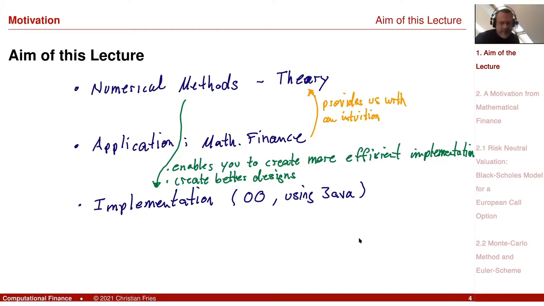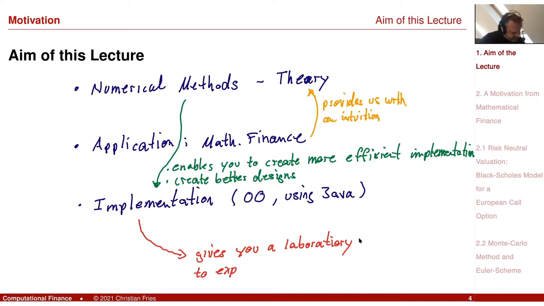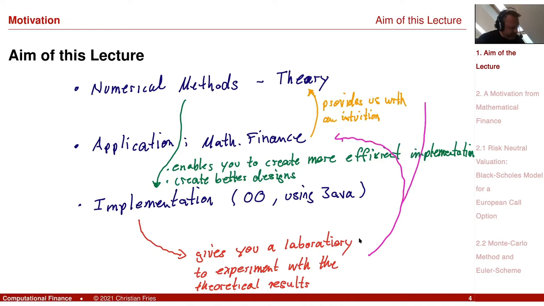Okay. But do you need to be a good programmer to understand the mathematics? Well, there's also a nice benefit from knowing how to do the implementation. For example, the implementation gives you a laboratory to simulate the model and to understand the theory, to create experiments with the theory. So we can test: how does the convergence actually look if we implement it in the computer? And this then provides new insights for the application and also for the theory.